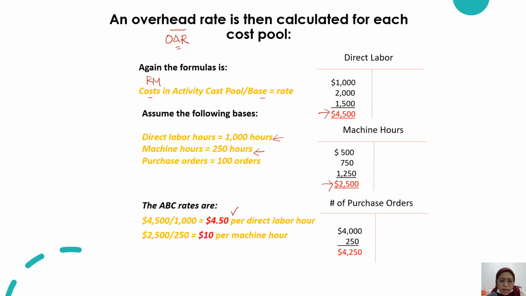Okay, so what does it mean? It means for each machine hour used, you will charge $10. Each direct labor hour used, you will charge $4.50. And the last one, $4,250 divided by 100 orders. You will get for one order, you will charge $42.50.